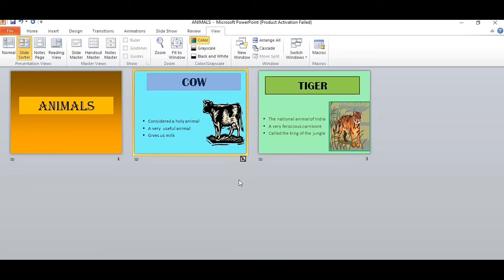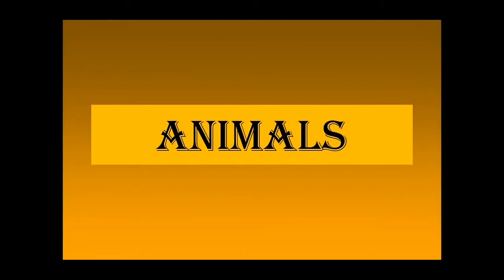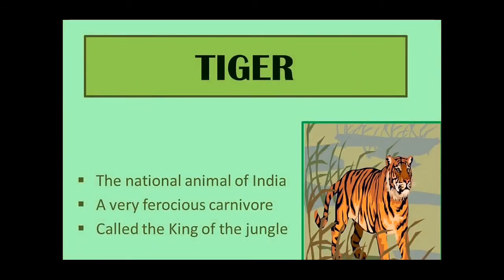Okay. Let us now do a slideshow. How do we do a slideshow? We press the F5 key. So I am going to press the F5 key now. That is my first slide, animals. And remember, the second slide is cows, but I have hidden it. So it will not show now. Instead, the third slide shows. So when you hide a slide, you are not deleting the slide, but when you are doing the slideshow, that slide will not be displayed.